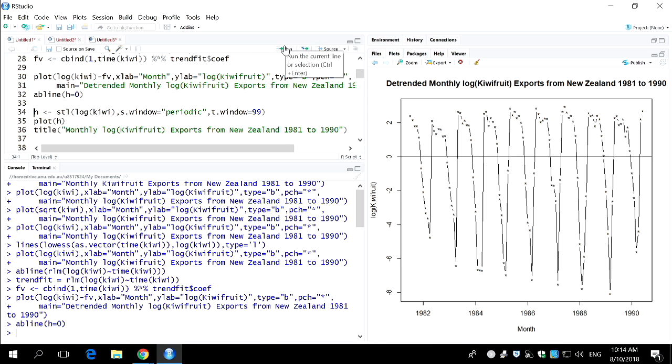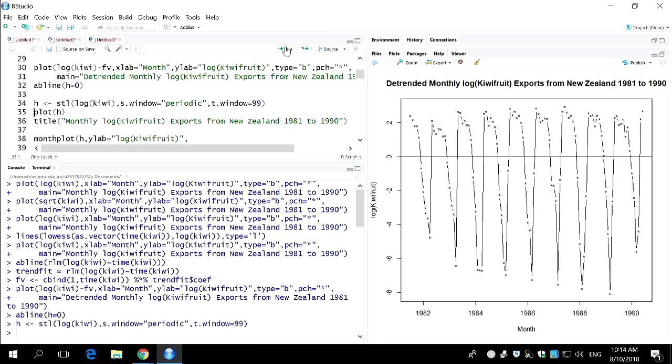Because the data is measured 12 times a year, you've got frequency 12, you can actually run STL on it. So let's do that. So here I've got stl of log kiwi, s.window equals periodic, says fit a seasonal, and t.window is 99. This is because I've got, how many data points do I have? Let's find out. Length of kiwi.